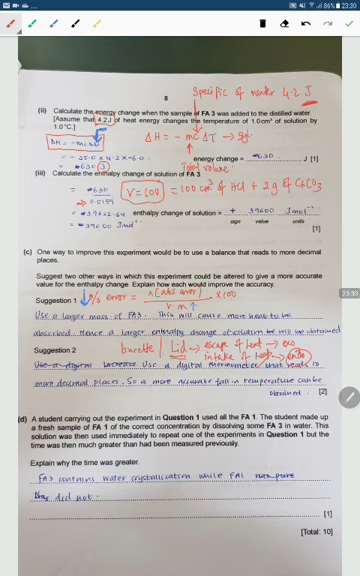The student made up a sample of Fe1 of the correct concentration by dissolving an amount of Fe3 in water. This solution was then immediately used to repeat the experiment in question 1, but the time was much greater. So why is it that if we prepare the sodium thiosulfate solution and then perform the experiment in question 1, it takes more time? This is because the dissolution of thiosulfate is endothermic. So the temperature is low, and when temperature is low, the rate also is low. Right? That's why it took more time.